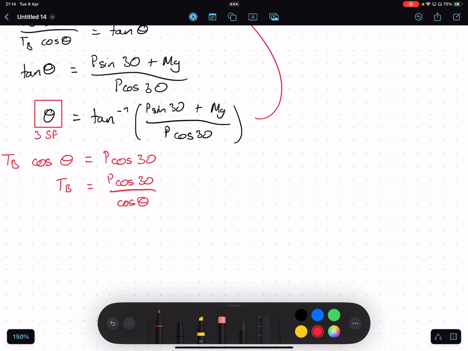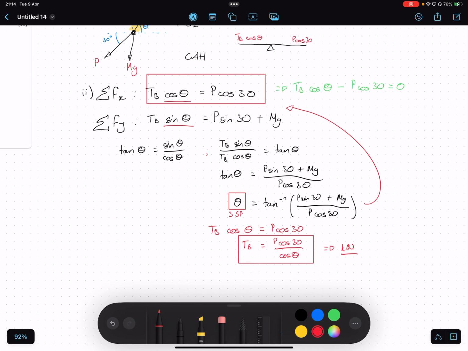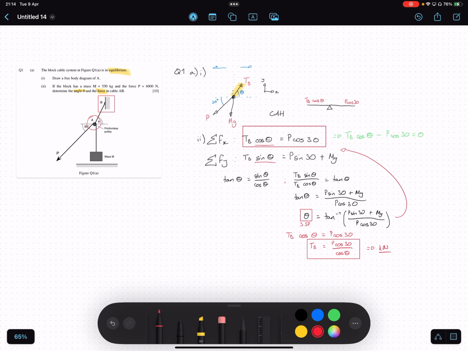And finally, the thing to remember that once we have found our TB, that we also write that in kilonewtons. I believe it's up to you to plug in the values, and hopefully we get the correct answer. So there we go. That is us having assessed the block and cable system in question 1.